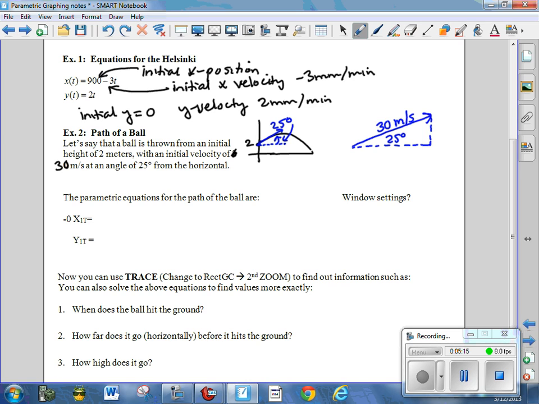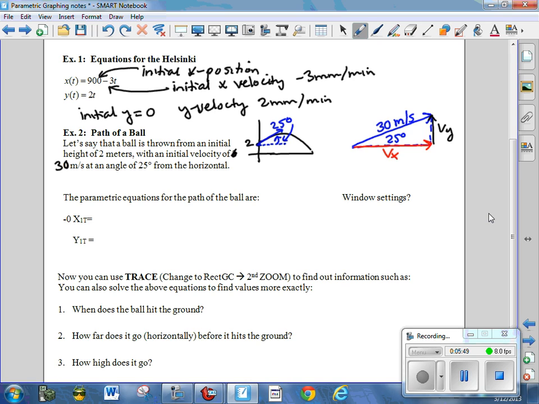So we can think of this as a vector at an angle of 25 degrees with a magnitude of 30. And we have two other vectors: a vector in the x direction, which is the initial velocity in the x direction, and a vector in the y direction, which is the initial velocity in the y direction. And we know that, for example, sine of 25 degrees is Vy over 30. Therefore, Vy is 30 times sine of 25.